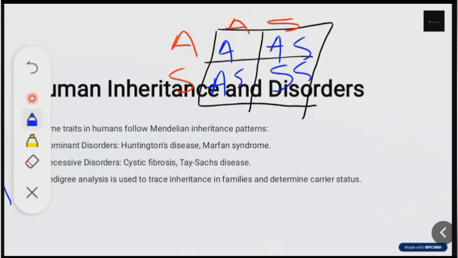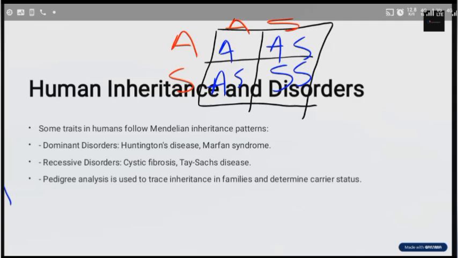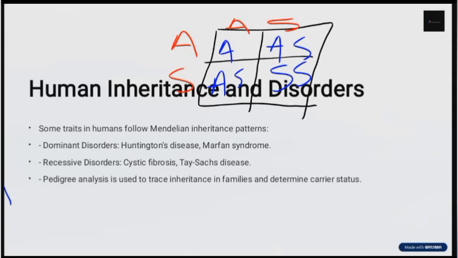Now, lastly is an application. There is something called a pedigree analysis. This is used to trace inheritance patterns across a family and determine their status. Are we together here? This class is a very short one compared to the normal ones you used to have. Has everyone understood this aspect? Should I move on? Yes, okay sir. All right.